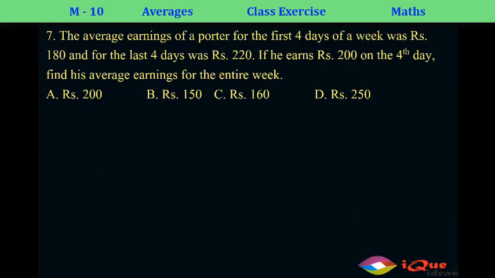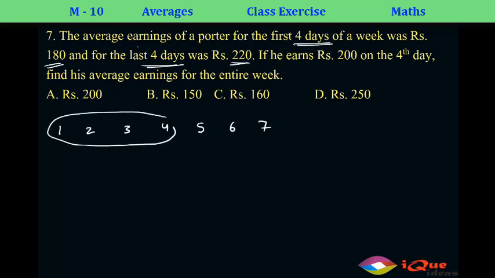Alright. Now this says the average earnings of a porter for the first 4 days is 180 and for the last 4 days is 220. Now we know that in a week there are 7 days. Let me put it like this. 1, 2, 3, 4, 5, 6, 7. Alright. For the first 4 days, the average is 180 rupees. So the total sum for all these 4 days will be equal to 4 into 180, which is 720.